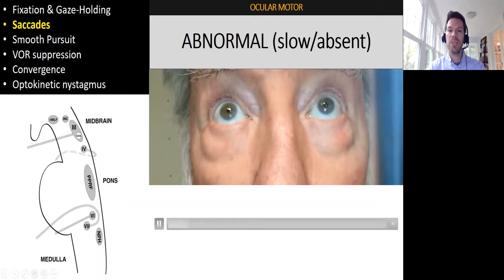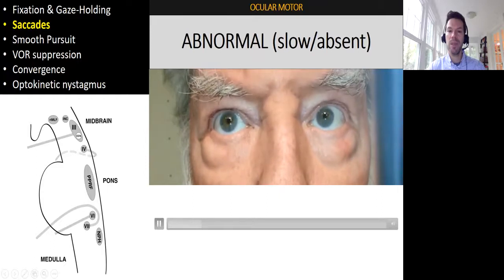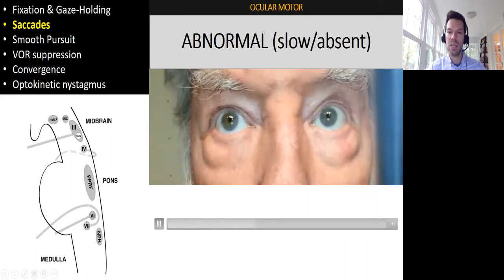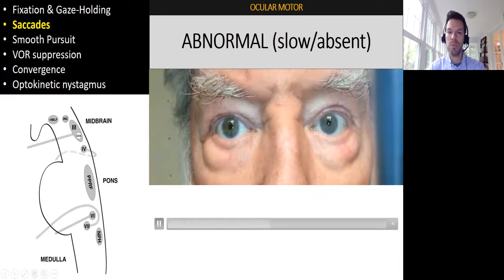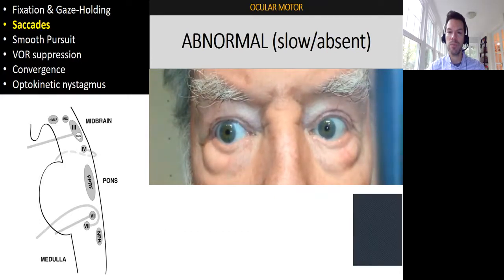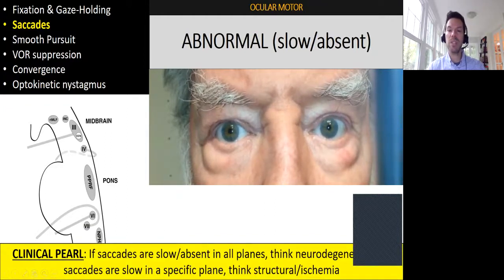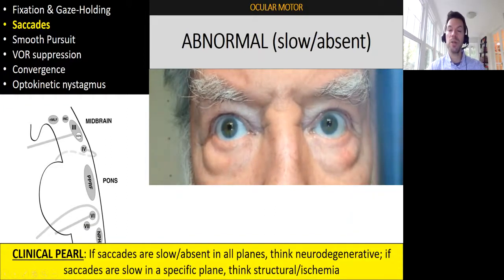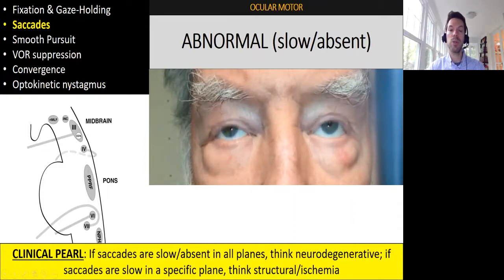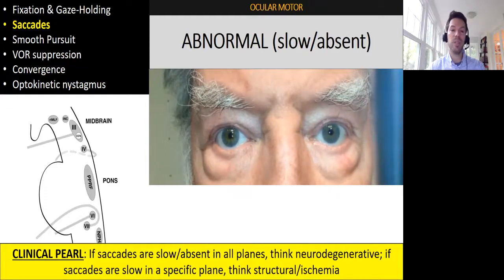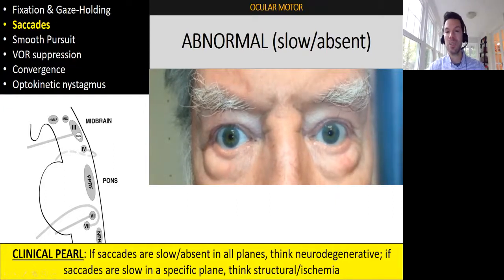Here, I'm asking the patient to make a downward saccade, and there's almost no downward saccade. The upward saccade's a little faster. This is the downward saccade, and there's almost nothing there. So if saccades are slow or absent in all planes, think about something neurodegenerative like progressive supranuclear palsy. If the saccades are slow in a specific plane, think about something structural or ischemic.